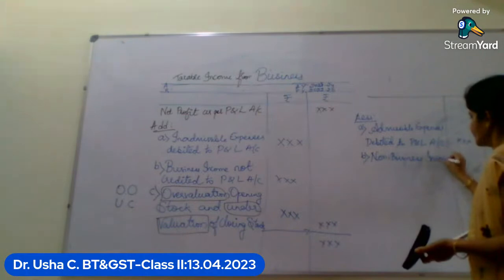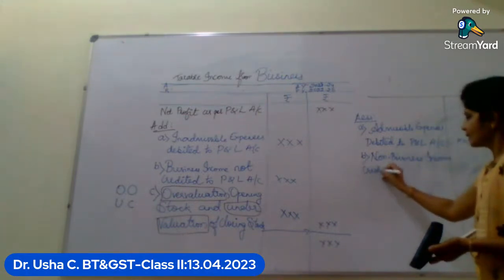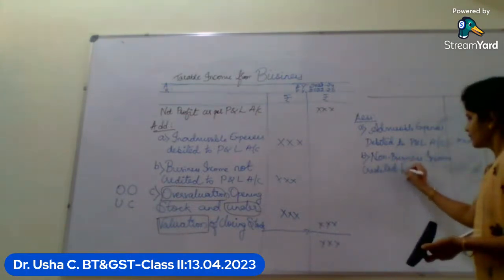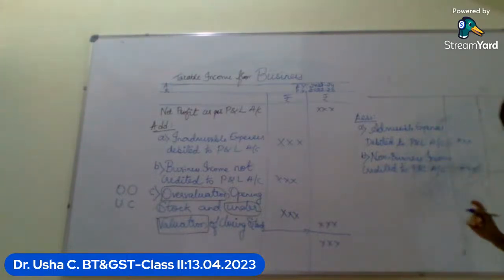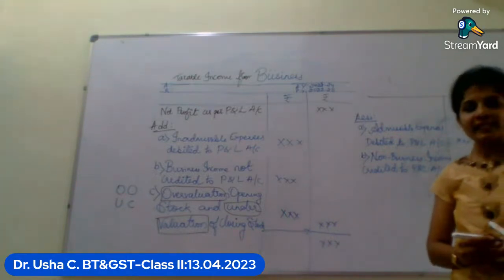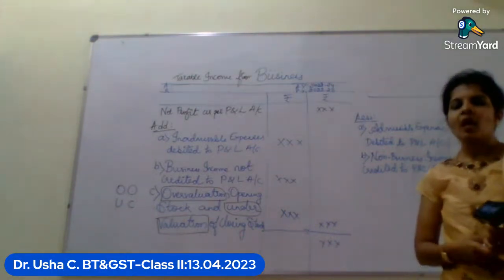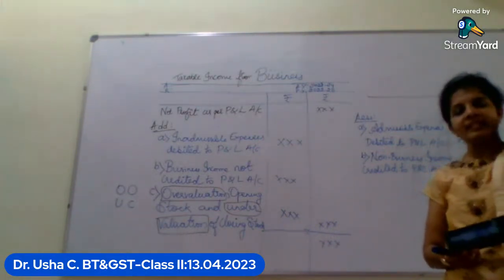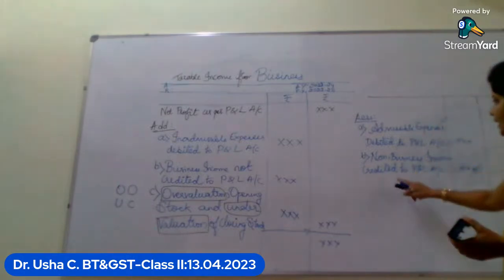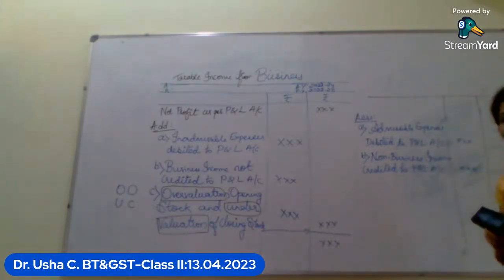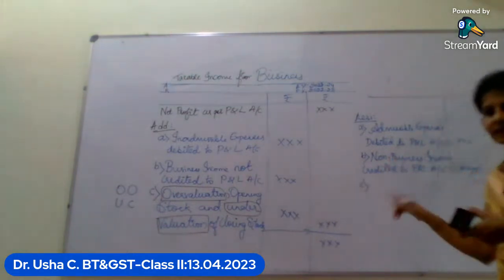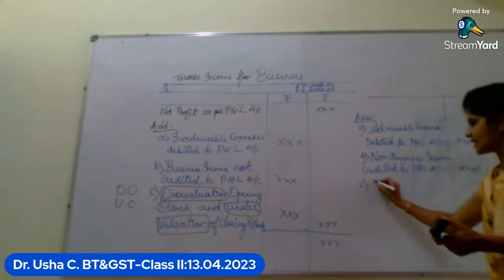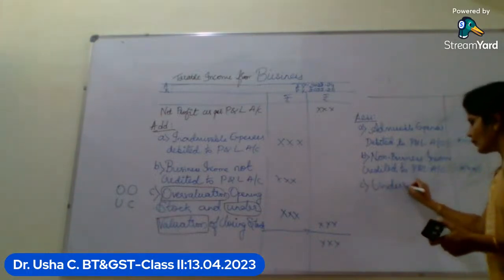Next is non-business income credited to profit and loss account. Whatever non-business income is there and is credited to profit and loss account must be deducted. And third one, I'll explain all three again. Third one is undervaluation of opening stock.